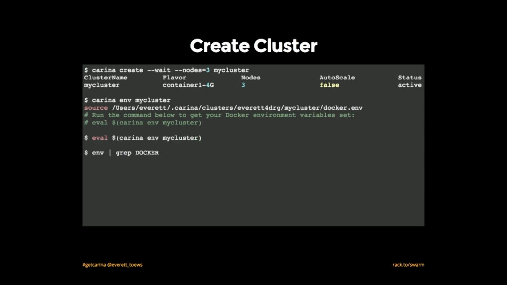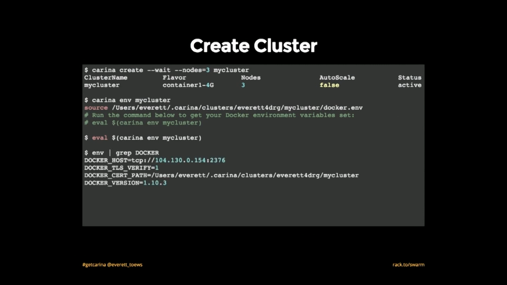So let's go ahead and do that. And we're going to grep for the Docker environment variables that we just sourced into our environment. So we can see that there's the Docker host. That's our endpoint. That's where we're communicating with our Swarm cluster. And TLS and certs, I'm going to touch on that a little later. And the version of Docker that we're working with, we're on 1.10.3 right now.